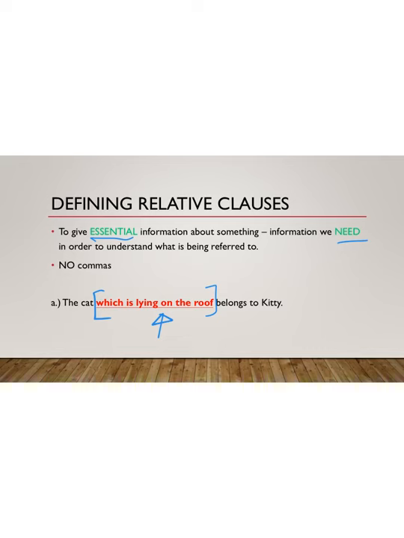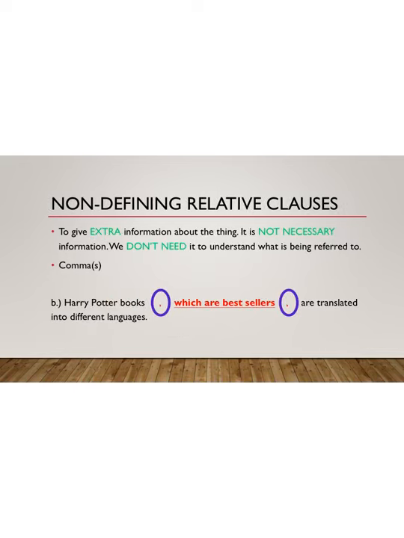Okay, so on the contrary, what about our non-defining relative clauses? We are just giving some extra information. It's not necessary. We don't really need it to understand what is being referred to. And that's why we have to add commas here. So for this part, even though you don't tell me which are best sellers, I still know what Harry Potter books are.